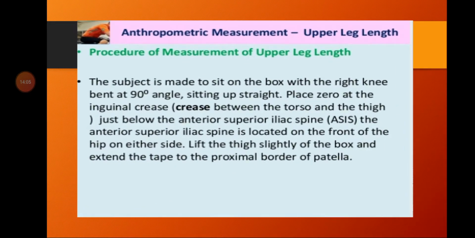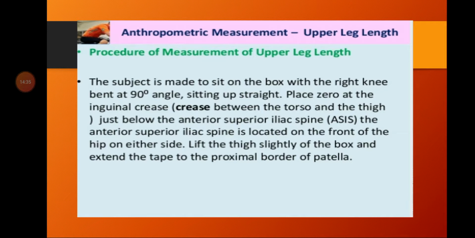Then procedure of measuring upper leg length. The subject is made to sit on the box with the right knee bent at 90-degree angle, sitting up straight. Place 0 at the inguinal crease between the torso and the thigh, just below the anterior superior iliac spine.